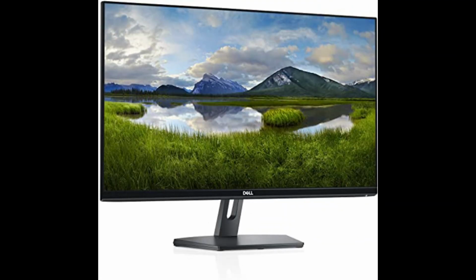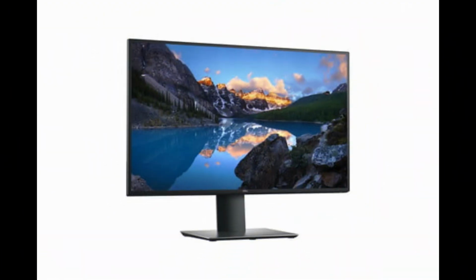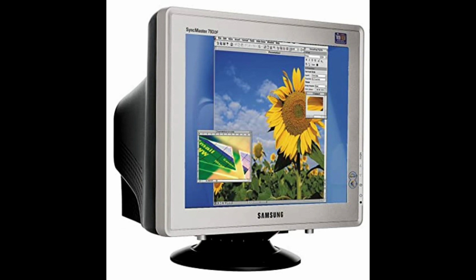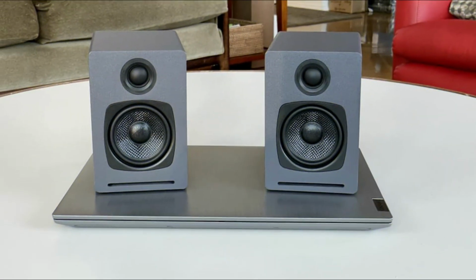Monitor. A monitor is an electronic visual display for computers. The monitor comprises a display device, circuitry, and an enclosure. The display device in modern monitors is typically a thin film transistor or cathode ray tube. Speaker. Computer speakers or multimedia speakers are speakers external to a computer that replace the lower fidelity built-in speaker. They often have a low-power internal amplifier.